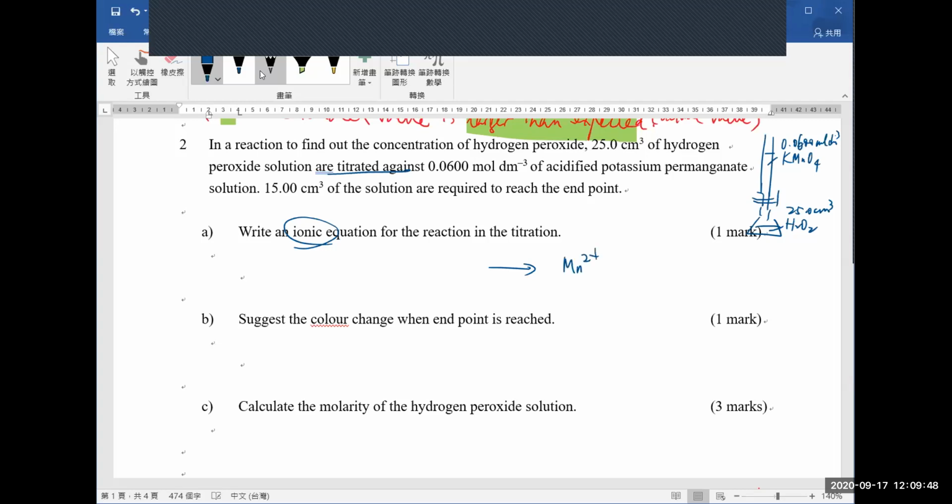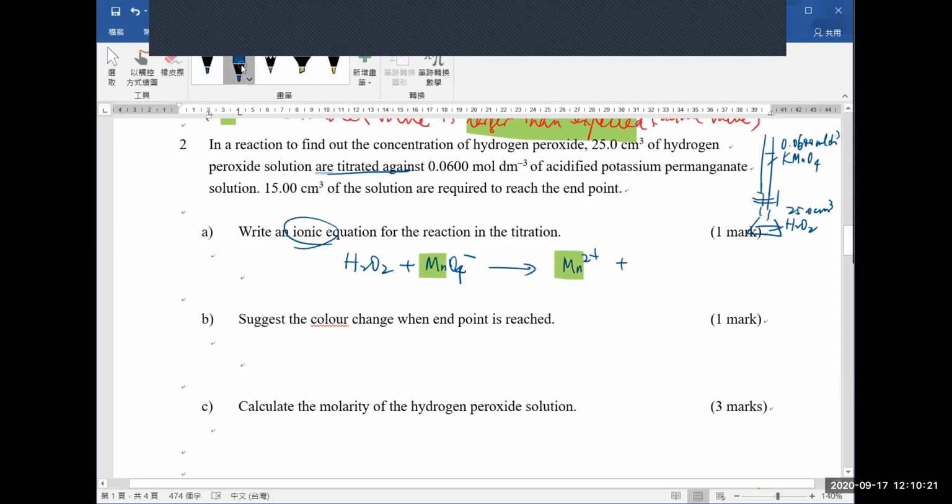So for KMnO4, which ion will be responsible? This MnO4 minus. Okay. How about the other one? What does H2O2 change into? Does it become H2O? So it depends on how you understand the element which undergo oxidation or reduction. So I will give you a hint, okay? So Mn here will undergo what? Oxidation or reduction? Oxidation. Let me count first. Minus 8, plus 7, no, it's reduction.